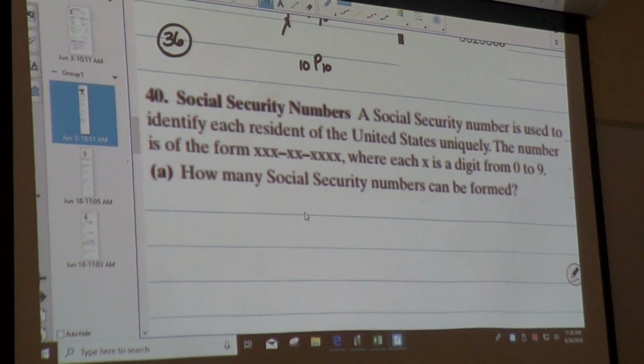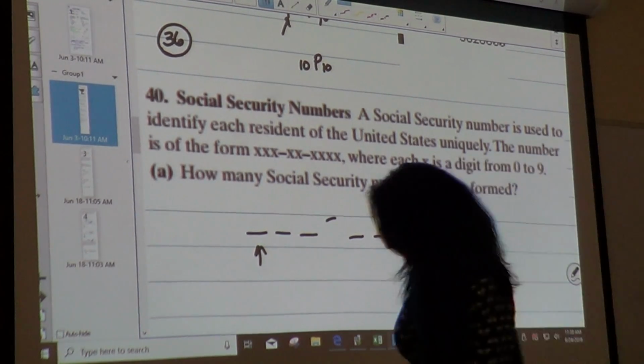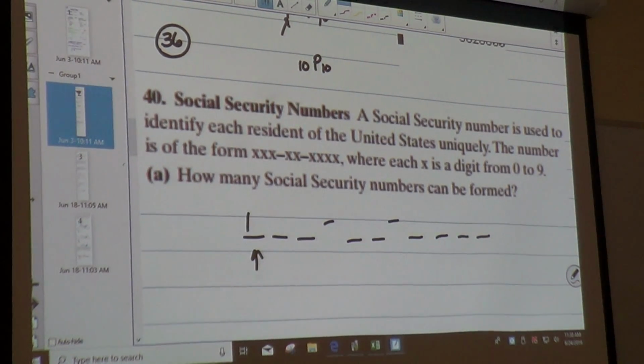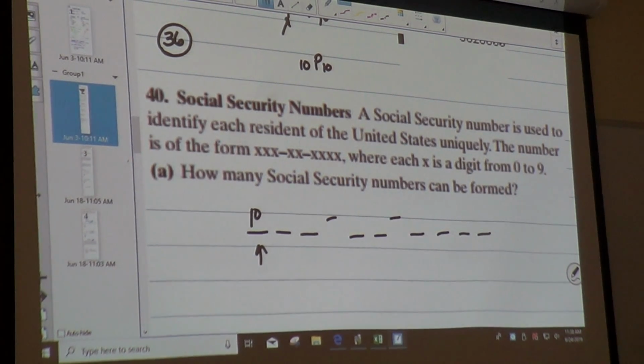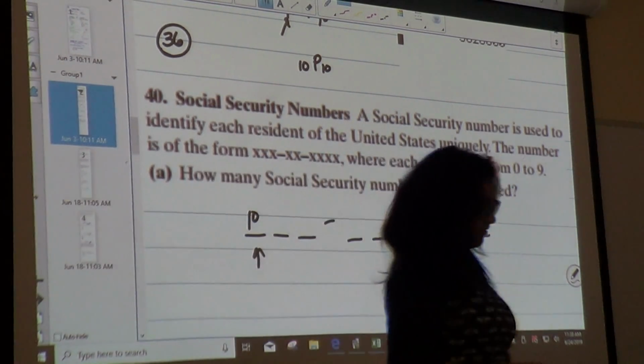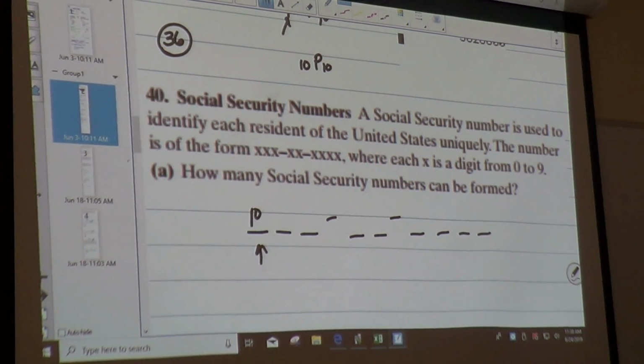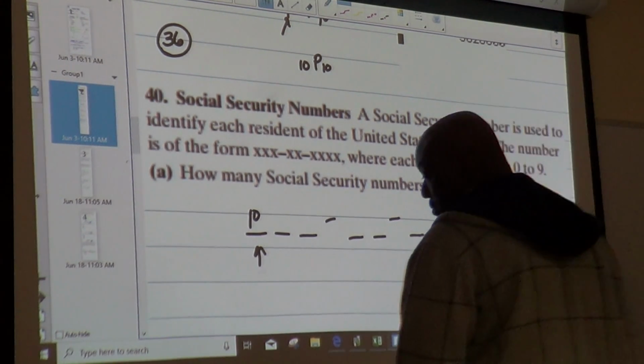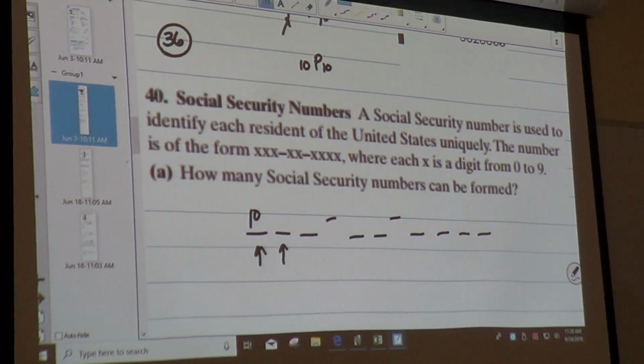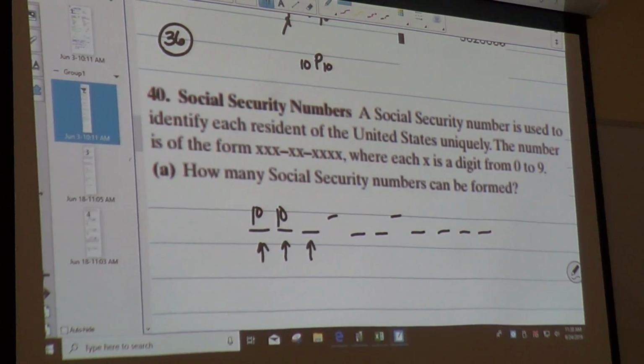Okay, so for this one, I am seeing blanks. Did you get done? Okay. All right, so for that first blank, how many choices do I have for a number? 10. Because I can choose a 0, a 1, a 2, a 3, a 4, a 5, a 6, a 7, an 8, or a 9. So 0 to 9 is 10 numbers. Y'all with me? How many digits do I have to choose for the second one? 10. How many for this one? 10.